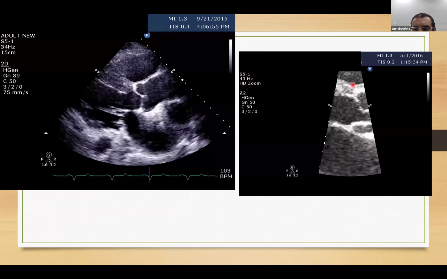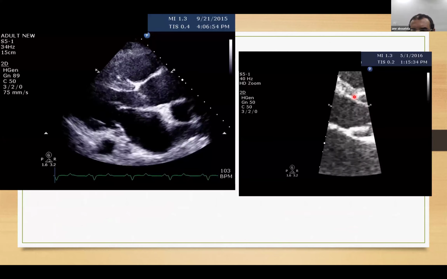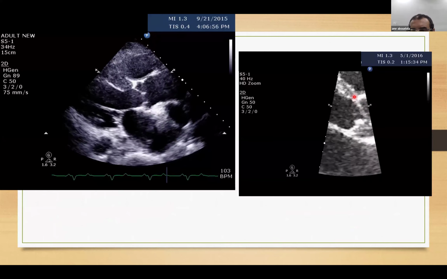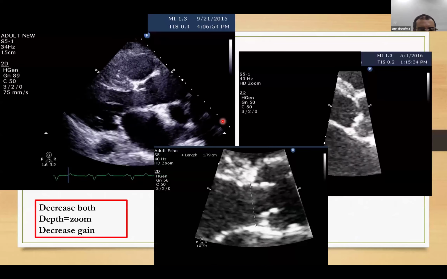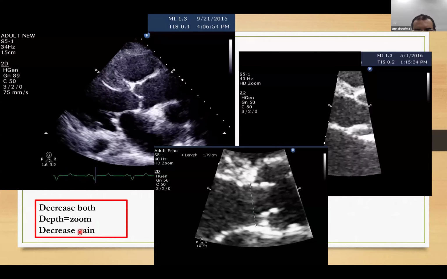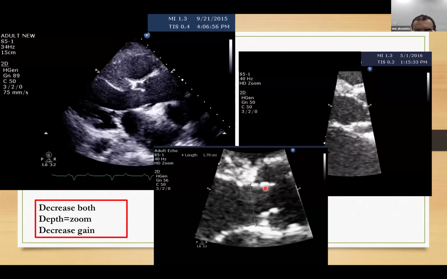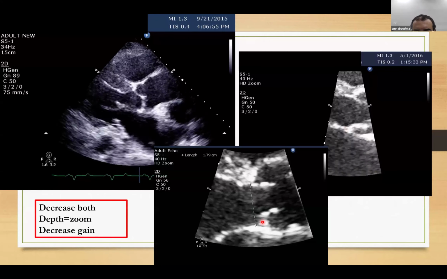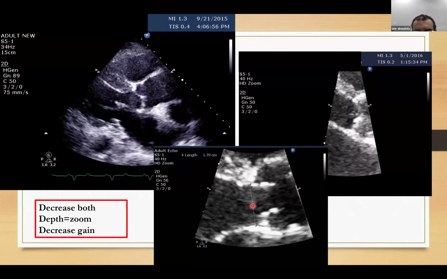We are zooming here to get more views. This is the aortic valve, and we are supposed to measure from the base of the valve to the base of the valve here. We decrease the depth, zoom, decrease the gain, and freeze the image. And then after freezing, you will measure during systole while the two cusps are open to the maximum opening, and you are measuring from this part to this part.